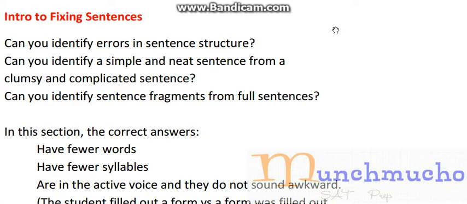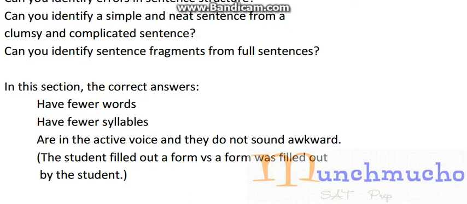Now, obviously we're going to talk about this more and more in detail in the upcoming videos, but in this section, the correct answers have fewer words, they have fewer syllables, they're in the active voice, and they do not sound awkward. So that's really all you need to know right now in terms of how to identify the correct answer choices in the fixing sentence section of the exam.